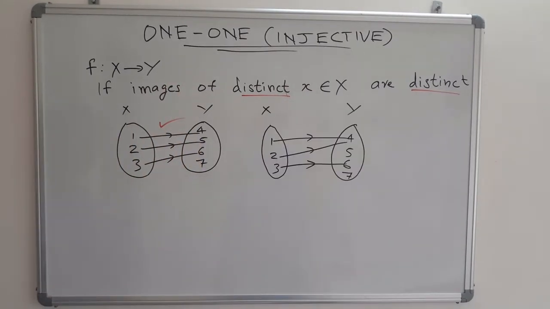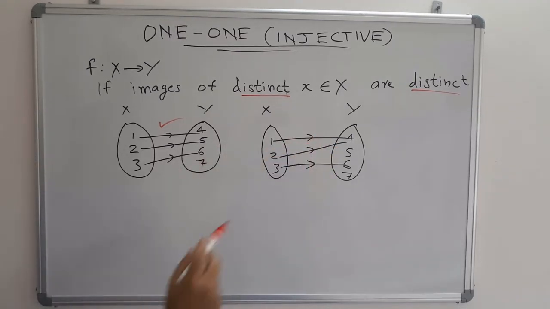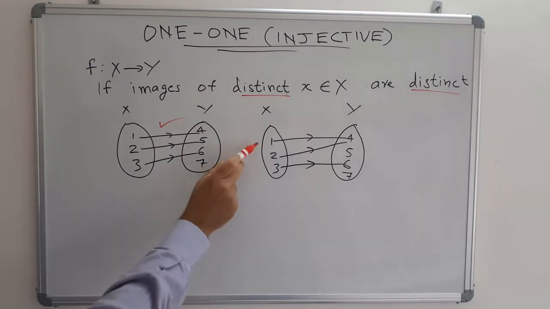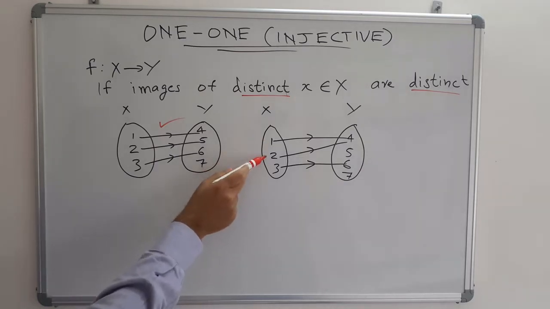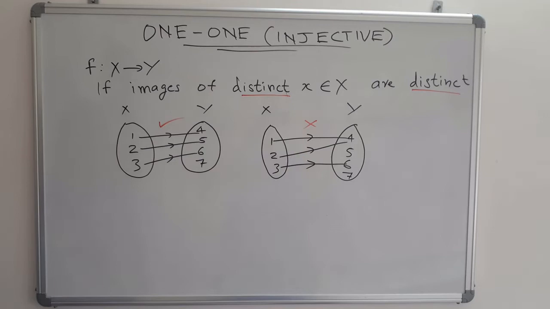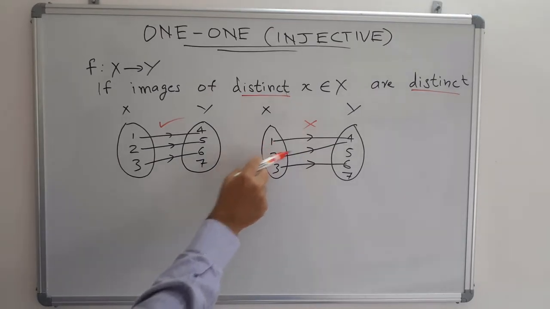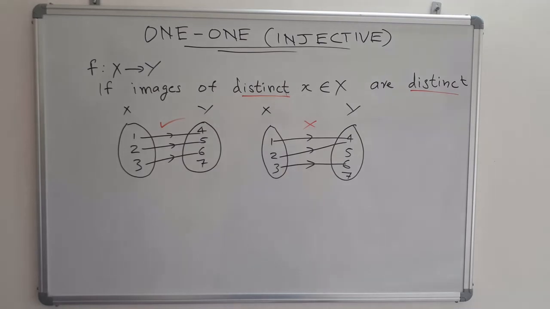Let us see another example. Here the element 4 in the second set is mapped from two different elements in the first set. That means here the distinct elements like 1 and 2 are having the same image. So in this case, it is not a one-one function. Such functions are called many-one functions. So here many elements are mapped to a single element. So it is called many-one function.